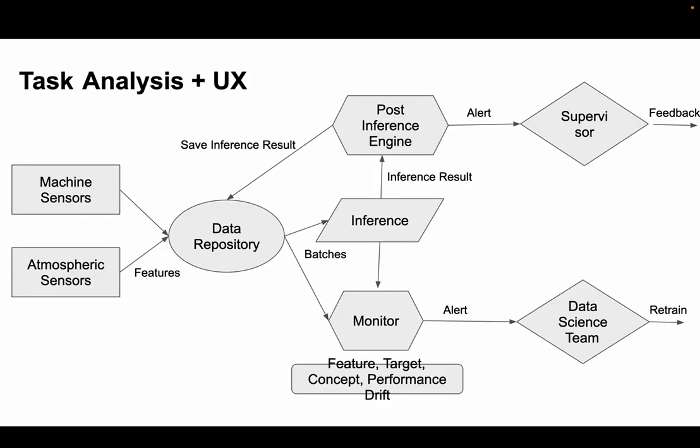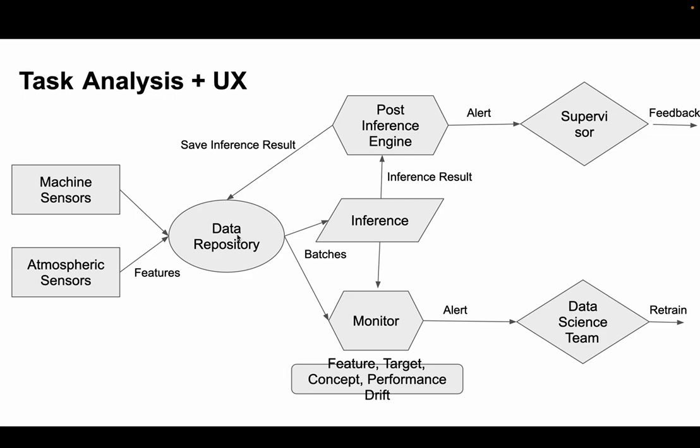Now I'll start on the task analysis, along with how the UX, the user design, of the system will be. So you have machine sensors, the sensors which are available in the machine, and atmospheric sensors, which are giving the data at a particular period of time, maybe via some IoT device, from the sensors to a centralized hub. So data across the machine and atmospheric sensors is being sent to a data repository. These are basically your features. And then you can also assume ground truth is also coming to the data repository.